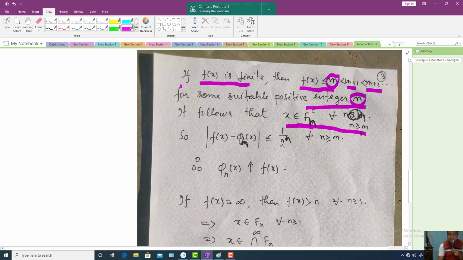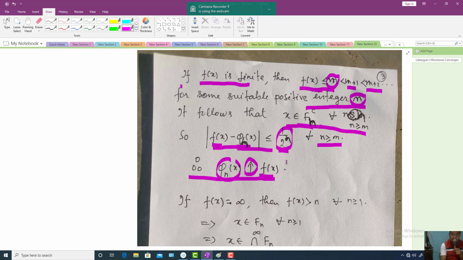All right, so in that situation, as I explained to you earlier, the difference between f of x and phi n of x will be less than or equal to 1 upon 2 to the power n. This is true for all n greater than or equal to m. So if n is more than m, this happens. That means when n tends to infinity, this term is 0, that means this sequence phi n of x is converging to f of x. And this is monotonically increasing, so increasingly converging toward the function f of x. This is the case when the function f of x is finite.